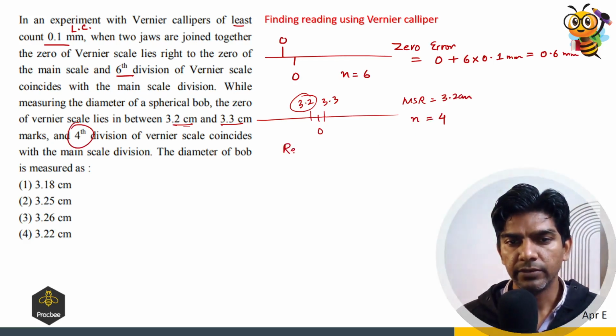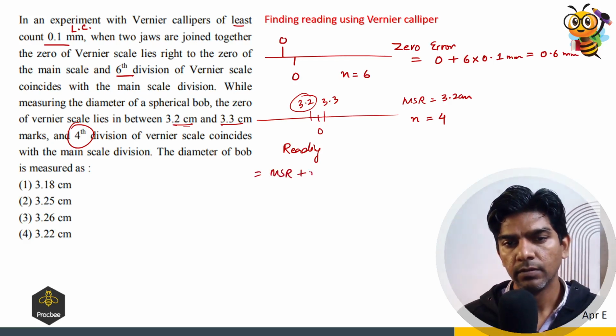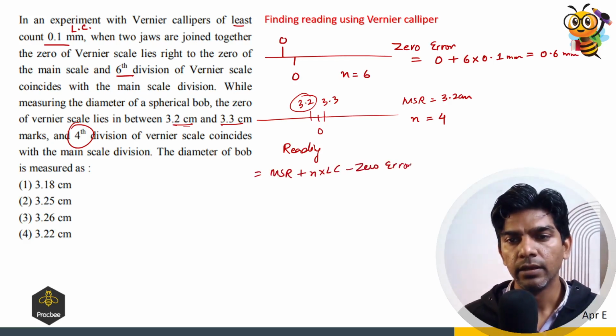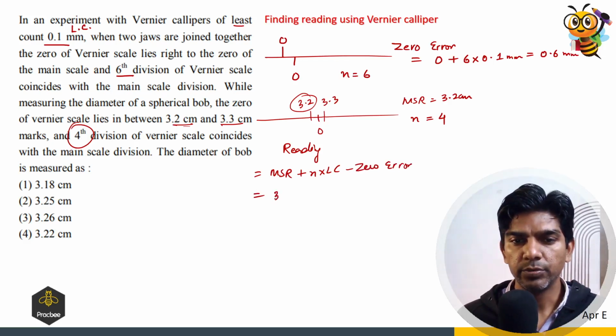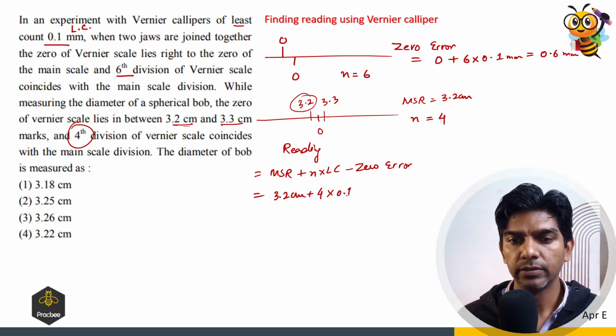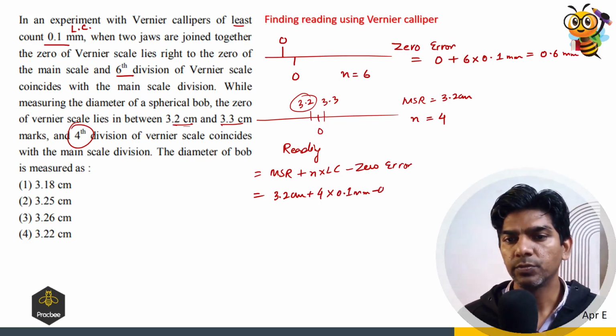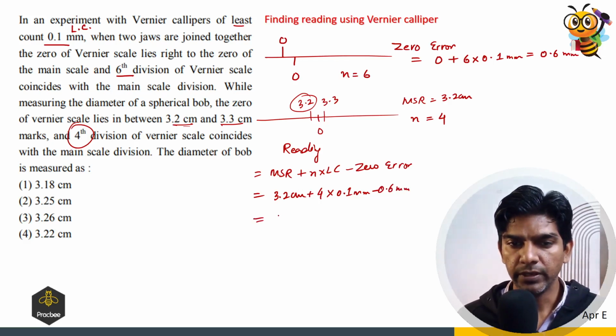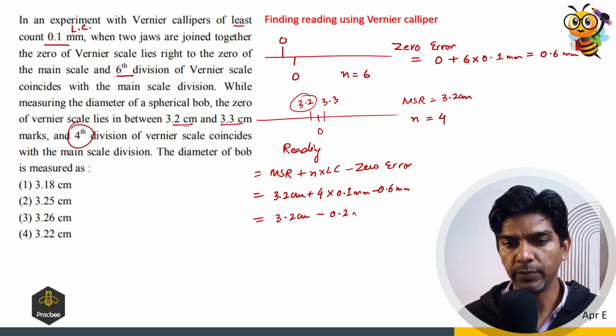So we can say reading will be main scale reading plus n times the least count minus zero error, right? So main scale reading is 3.2 centimeter. N is given as 4. Least count of the instrument is 0.1 millimeter. Zero error is 0.6 millimeter. So it will be 3.2 centimeter minus 0.2 millimeter.